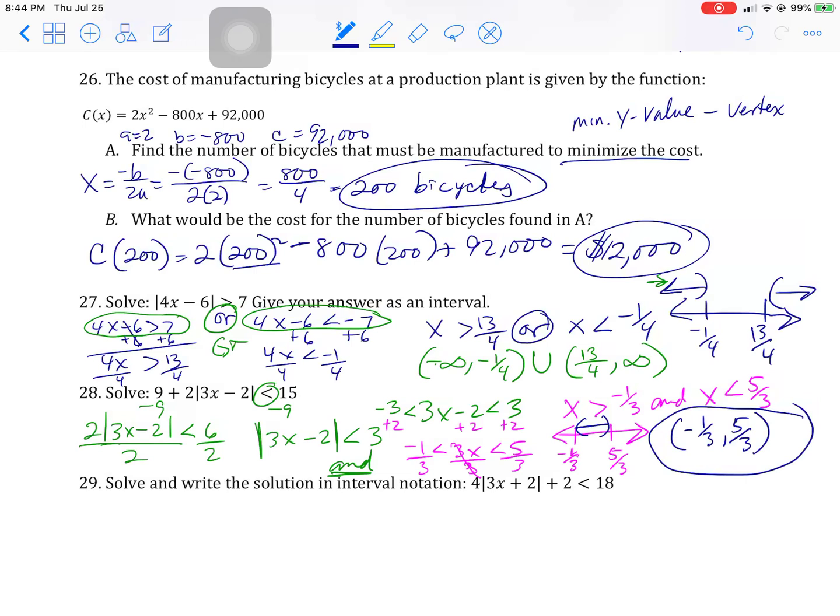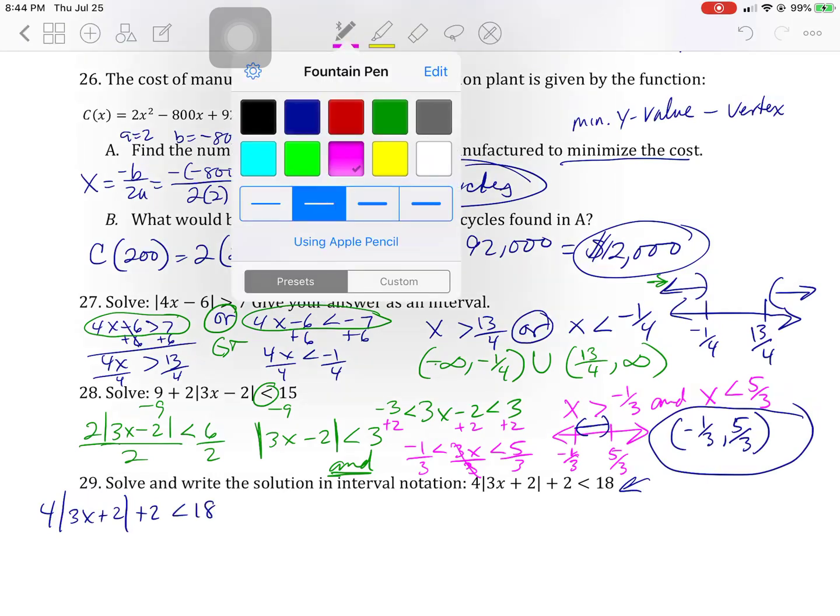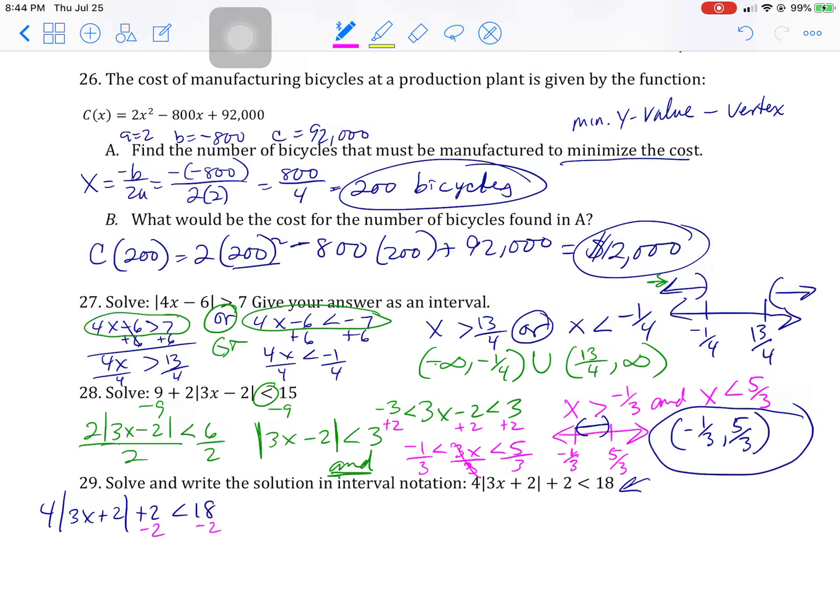So let's try to do another one here. This is another less than. Right here. Don't hardly see it. Let me write it back over here. So 4 absolute value 3x plus 2, plus 18. All right, so I want to first move the 2.